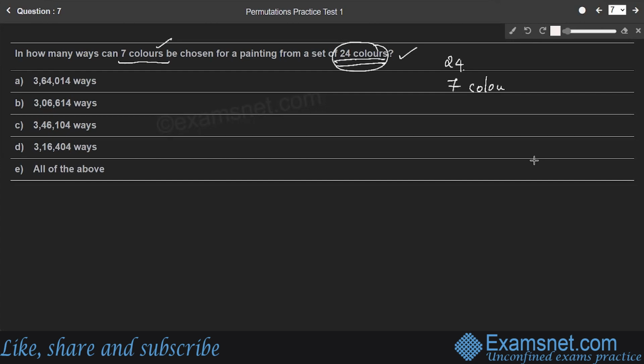Without considering an order. Whereas in permutations, we have to consider the order, right? Arranging a set of objects into sequential order is termed a permutation. Here in combination, there is no need to follow any order. We just have to choose 7 colors. That's it, right? So in how many ways can the 7 colors be chosen out of 24 colors, which is nothing but nCr is equal to n factorial divided by (n minus r) factorial into r factorial.